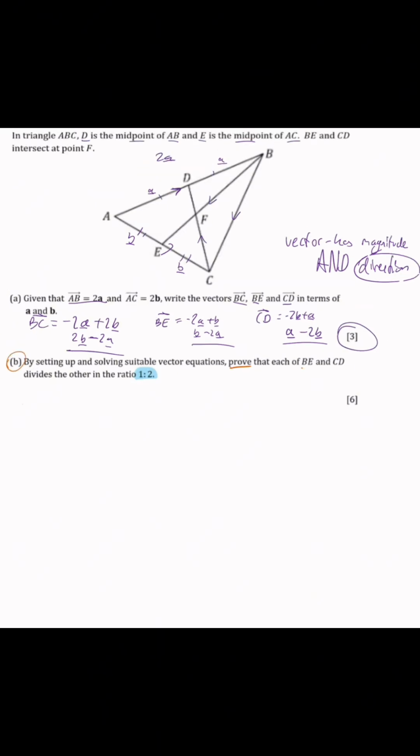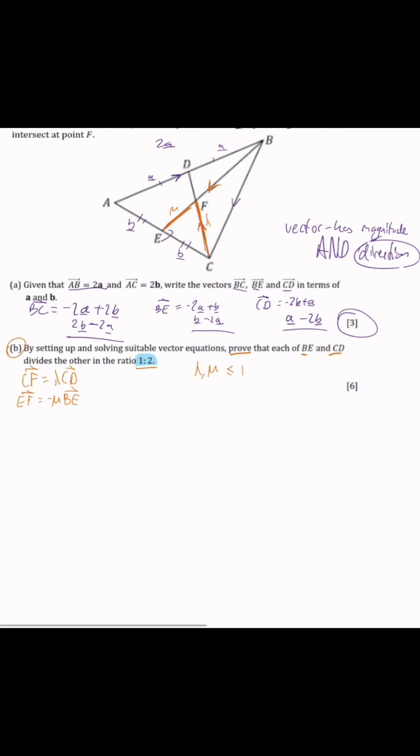So we're asked to prove that BE and CD divide each other in this ratio. So the way we're going to do this is we're going to choose a line so it goes to the point F. So let's choose this line, CF. We're going to label that lambda, where CF equals lambda of CD, and lambda is less than or equal to 1. Similarly, this line here is unknown, so we're going to label this mu, where EF equals negative mu of BE. And of course the negative because this vector is pointing in the opposite direction to what we're looking at. So we can say that lambda and mu are less than 1.